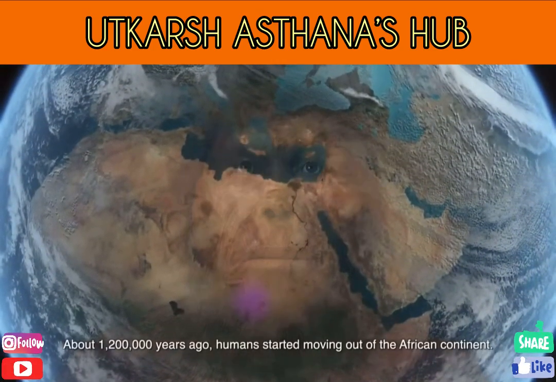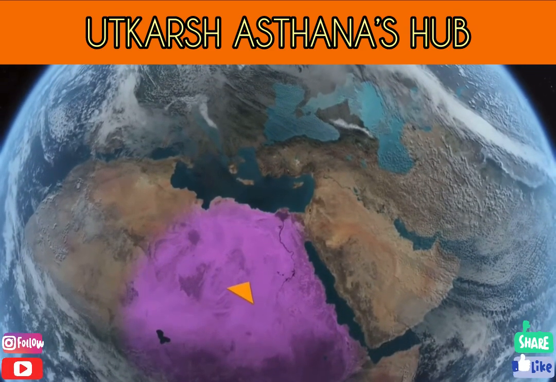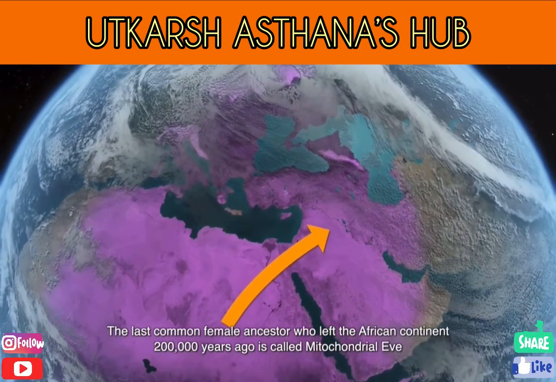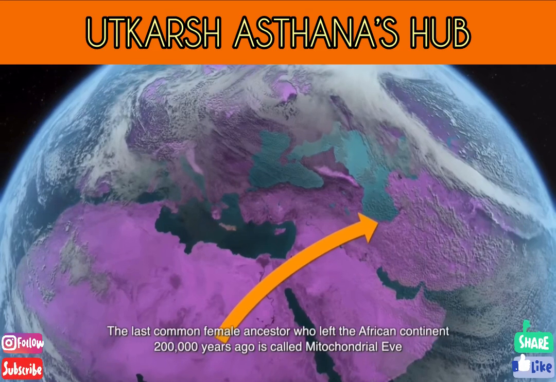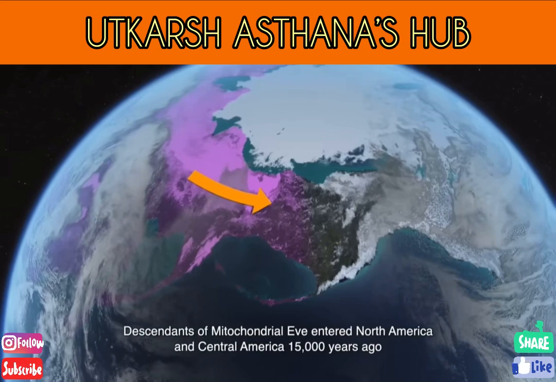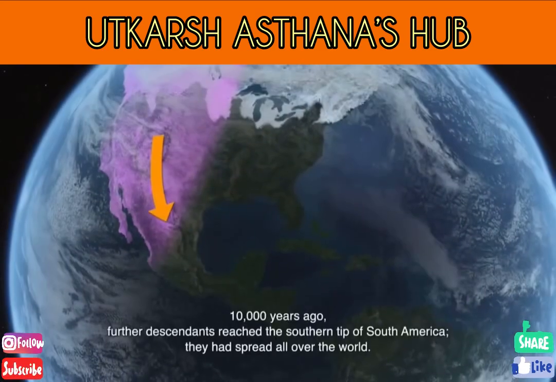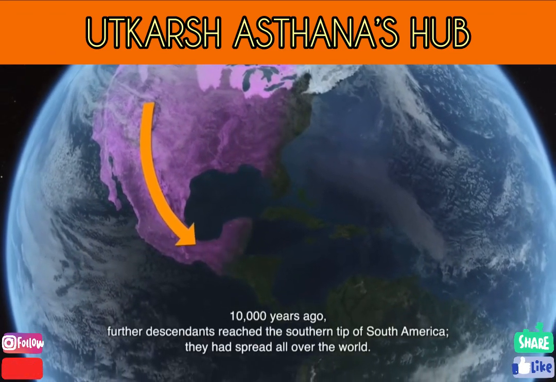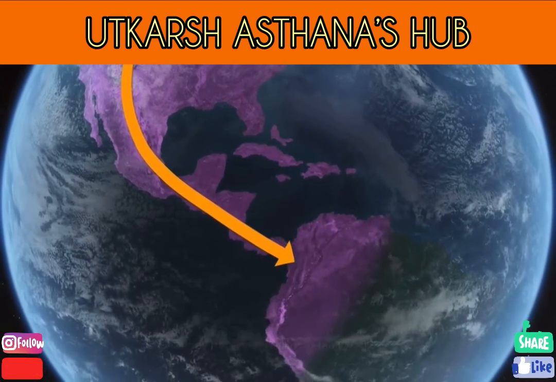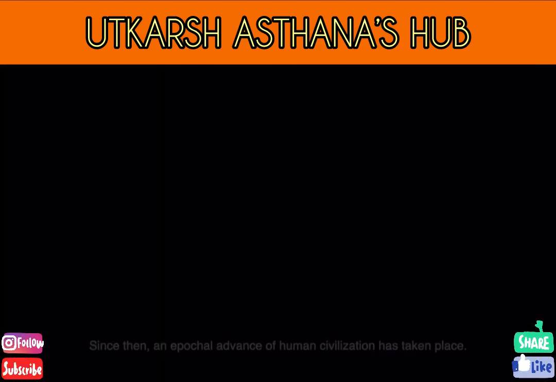About 12 lakh years ago, humans started moving out of the African continent. The last common female ancestor who left the African continent 2 lakh years ago is called mitochondrial Eve. Descendants of mitochondrial Eve entered North America and Central America 15,000 years ago. 10,000 years ago, further descendants reached the southern tip of South America. They had spread all over the world. Since then, an epochal advance of human civilization has taken place.